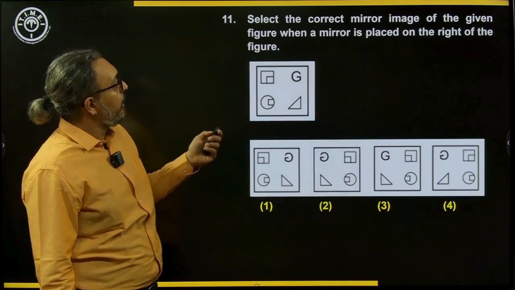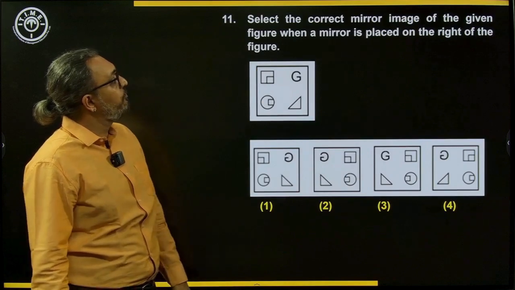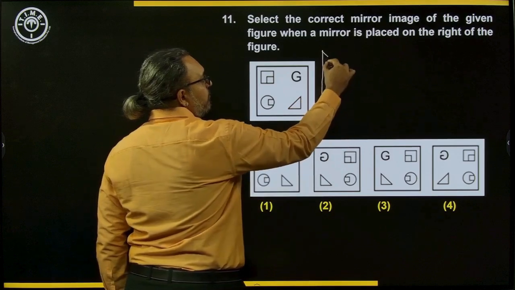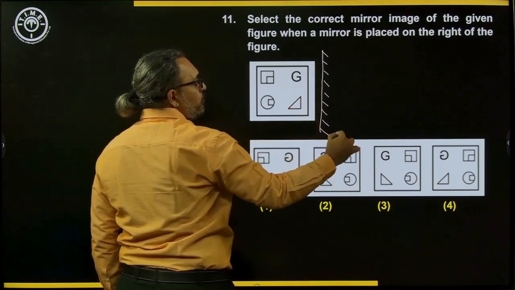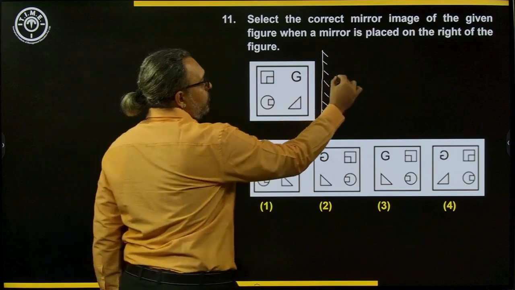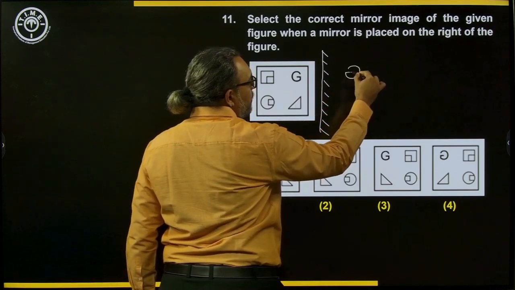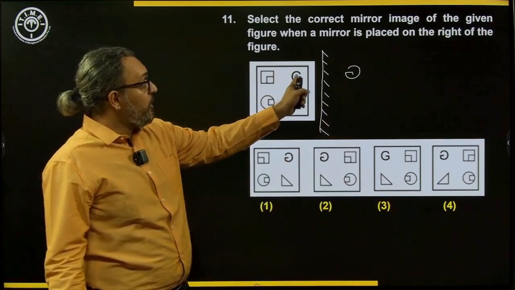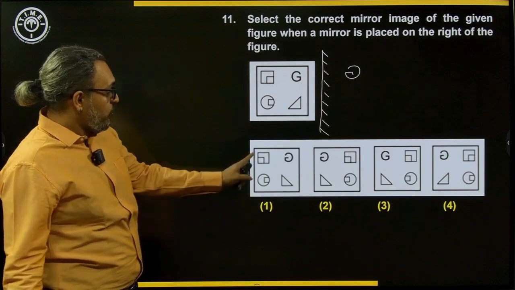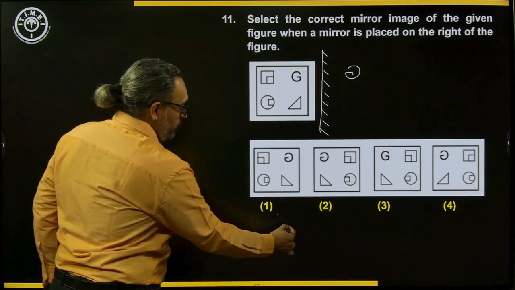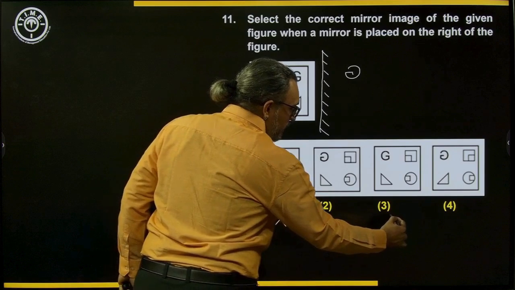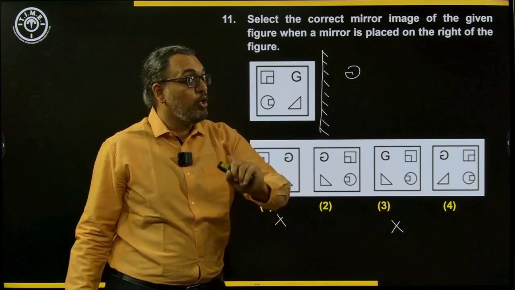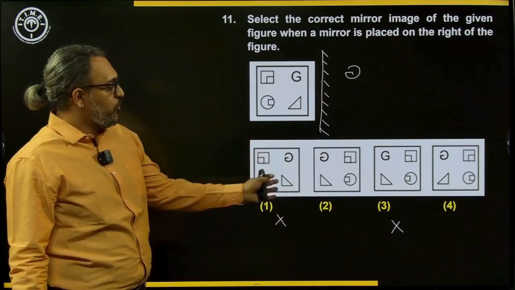Next. Now select the correct mirror image of the given figure when the mirror is placed on the right side of the figure. Means like this. Here you have a mirror. So which option will you get? Like I said, now G will be looking somewhat like this. So that is near to the mirror. Because G is near to the mirror, it should be near to the mirror. So not the first option. Second option is fine. Fourth option is fine. Third cannot be because G is looking like G. It cannot be looking like G. So it is 2 and 4.